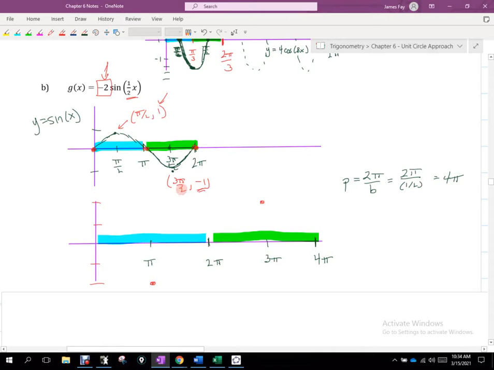They stay the same. They stay 0. So this one was 0. Okay, now this one does get stretched out to 2 pi, and the 2 pi one gets stretched out to 4 pi.